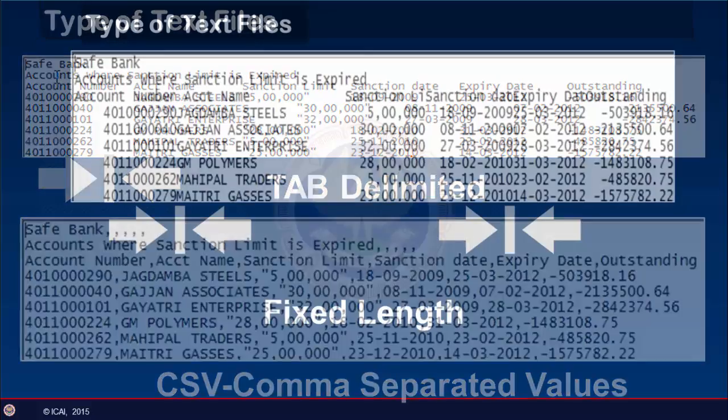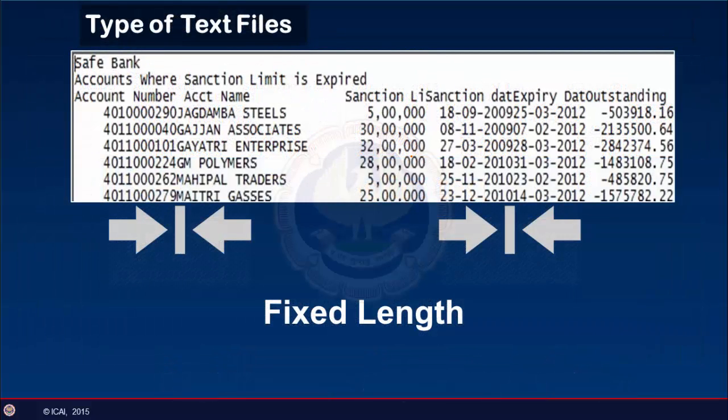Now other kinds of files could be fixed length files. In fixed length files, the width is fixed. So here each of the fields is of a uniform width or uniform length. This could also be some kind of text file which can be handled by Excel and can be imported again by Excel. In this case, the file has fixed width.